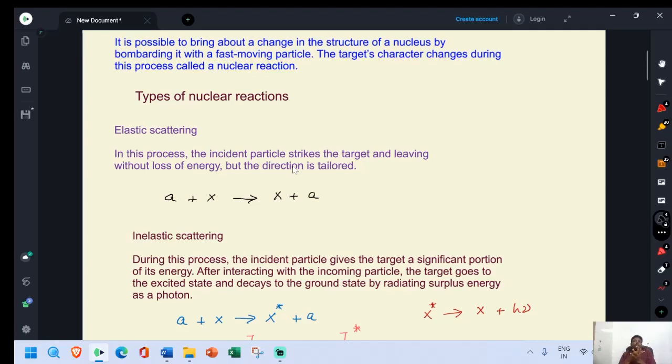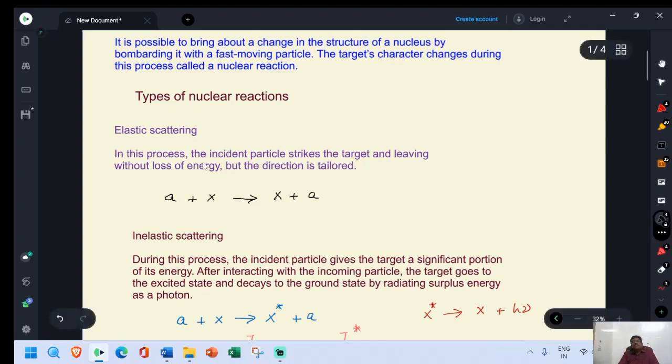First one is elastic scattering. In the case of elastic scattering, the incoming particle does not transfer any amount of energy to the target. The only change is the deviation in the direction of the incoming particle. Now read out this statement.